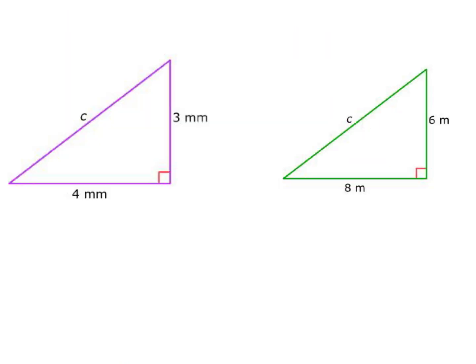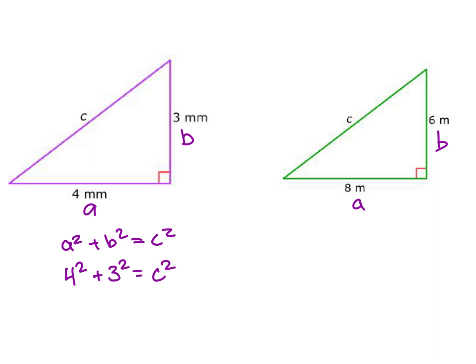Okay, these two were also solving for c. So I'm going to label one of them a, one of them b. I'm going to say a squared plus b squared equals c squared. So I'm going to plug in for a a 4 squared. For b, I'm going to plug in a 3 squared. And I don't know what c squared is. When I take 4 squared plus 3 squared, I get 25 is equal to c squared.